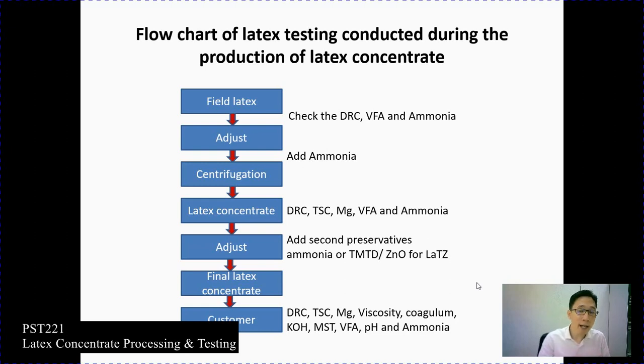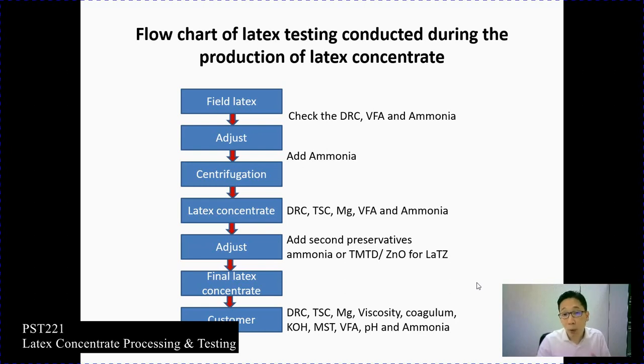Okay, when you have the data of the DRC, VFA and ammonia, you might adjust a little bit the amounts of maybe the ammonia. If you find that the ammonia content is significantly low or slightly low, you can add some ammonia before you proceed with the latex concentration process. For example, the certification process, because during the certification process itself, significant amounts of ammonia will be eliminated, and will leave your concentrated latex with less ammonia.